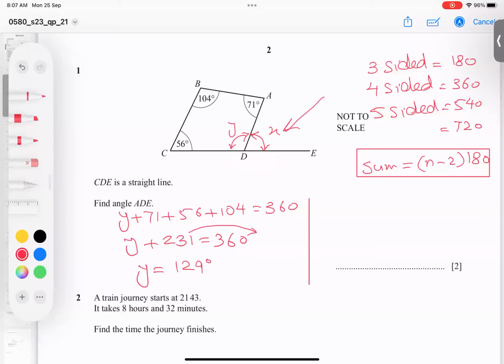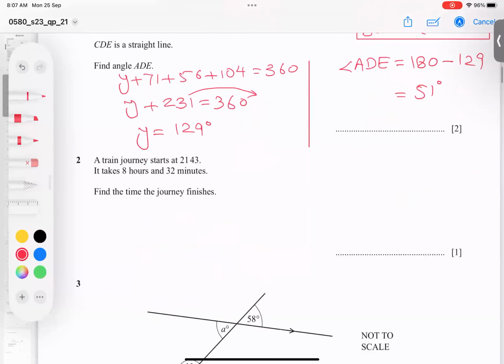Our target is this one. You know, x plus y equals 180. So if I need to find x, angle ADE, which is my concern, so 180 minus this angle, 129. When I subtract from 180, I get 51. So 51 degrees is my answer finally. So let's go for next.